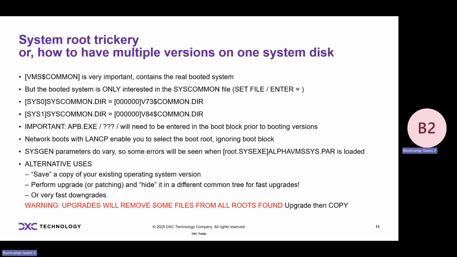So, system roots. So VMS$COMMON for your system is the key area where your operating system lives. But you don't have to have just one. You could have multiple copies. And we have done this because we've wanted multiple copies of multiple versions of operating systems on the same disk, which also has application files which we're not changing.